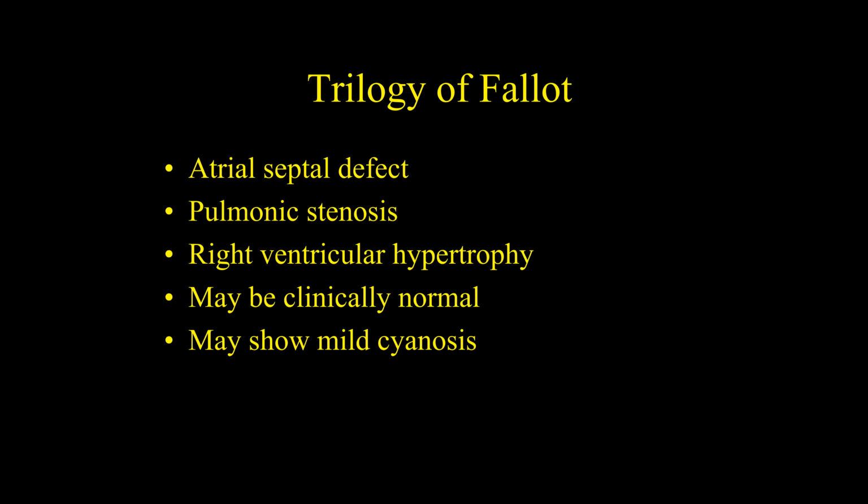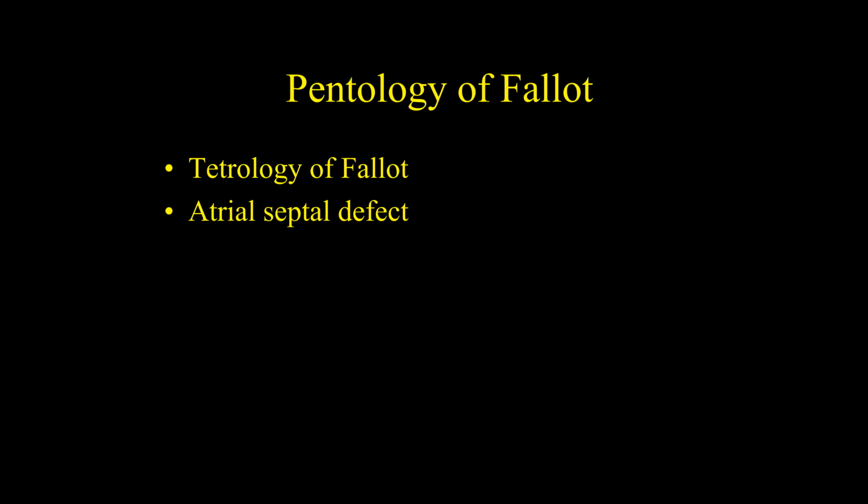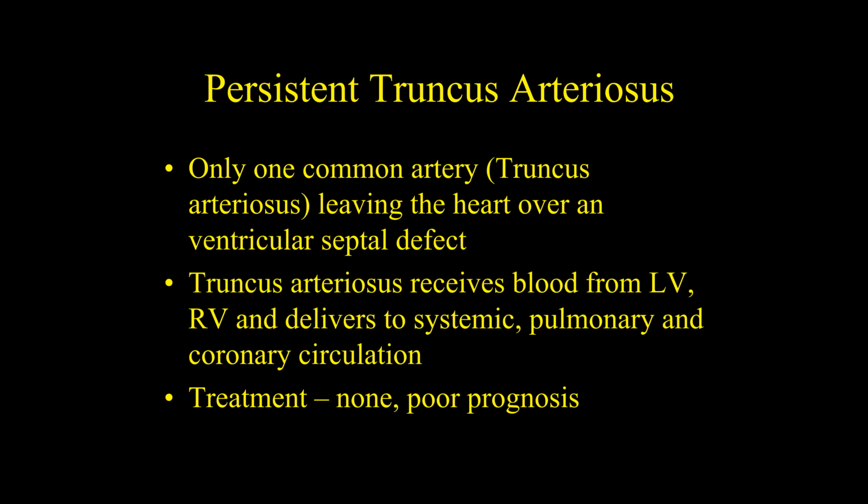Okay. So we mentioned before, we mentioned a tetralogy of Fallot. A trilogy of Fallot is where you get atrial septal defect, a pulmonic stenosis, and right ventricular hypertrophy. These dogs usually are going to be normal. They may have a little bit of cyanosis. Then you also have a pentalogy. So instead of 4 defects, now you have 5 defects. So you have a dog with a tetralogy, and you can add an ASD on top of that, and that's a pentalogy of Fallot.